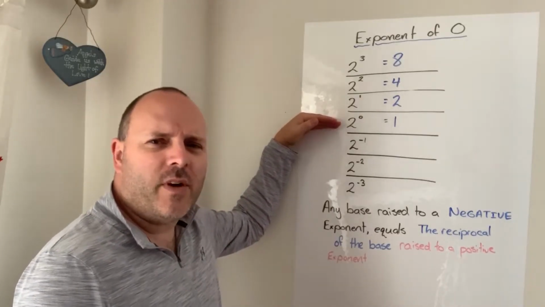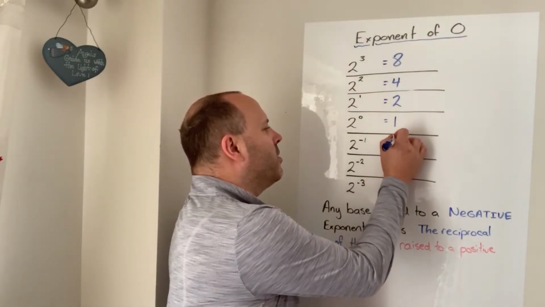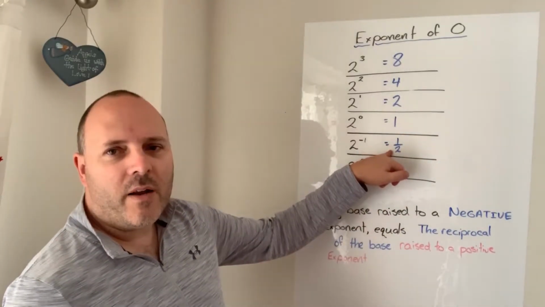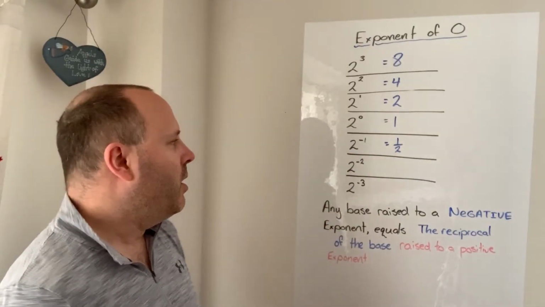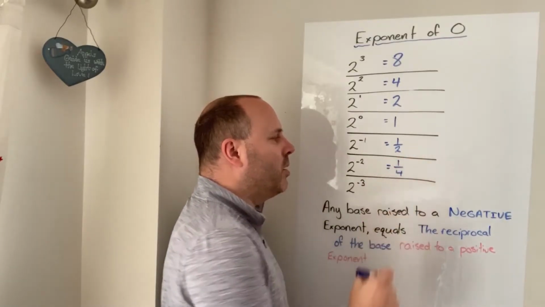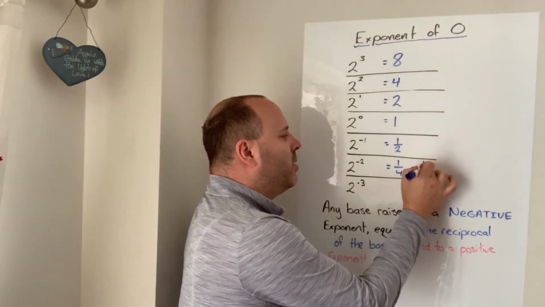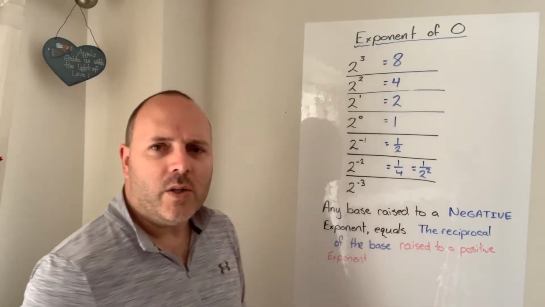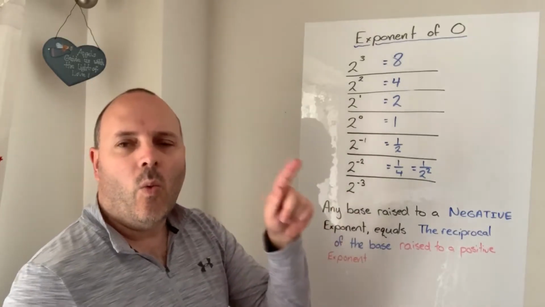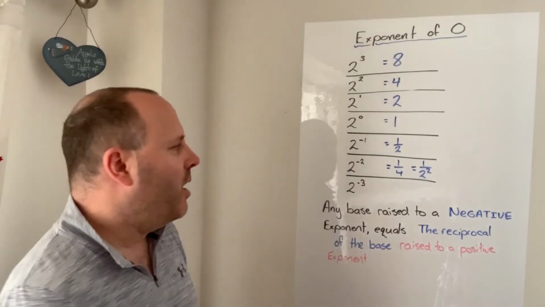What if I kept dividing by 2? That should be 2 to the power of negative 1, which is 1/2. Notice the bottom there is 2 to the power of 1, right? What if I divided it by 2 again? 1/2 divided by 2 is 1/4. 1/4 is 1/2 to the power 2. So 2 to the power of negative 2 is the same as 1 divided by 2 to the power 2.